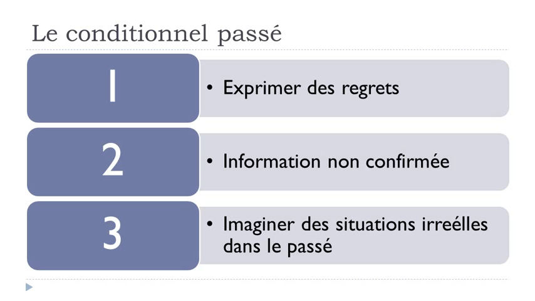The last one would be imaginer des situations irréelles dans le passé. You want to imagine some situations that, technically, are not real and take place in the past. So that's the use of le conditionnel passé. First one, exprimer des regrets. Second use, information non confirmée. And the last one, imaginer des situations irréelles dans le passé.